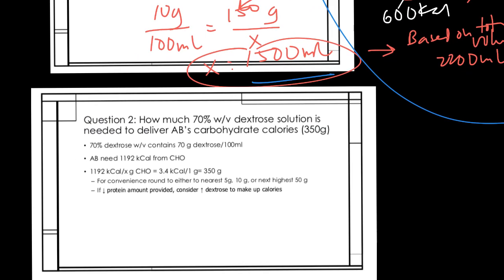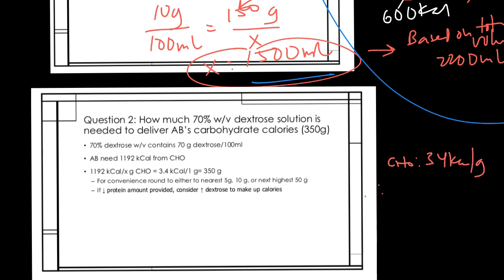Number 2, how much 70% weight by volume dextrose is needed to deliver carbs? So you know that 70% weight by volume is 70 grams over 100 milliliters. Let's see. She needed 1,192 kcals from carbs. And you know that carbs contribute 3.4 kcals per gram of carb.